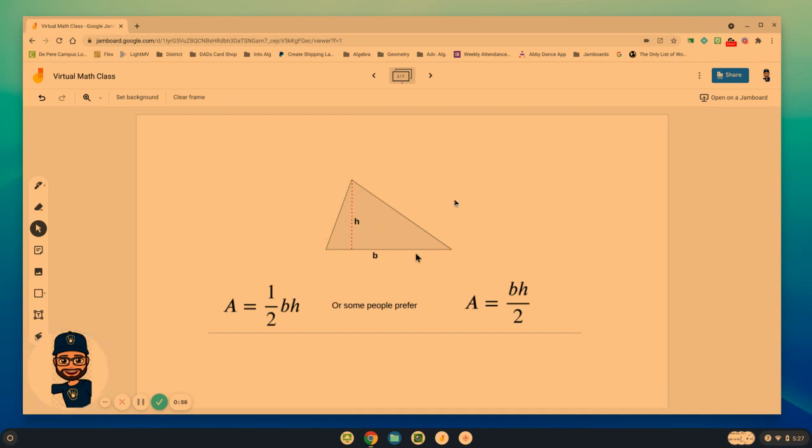Now this typically comes from rectangles, and if I cut a rectangle in half, I have half of that rectangle, and so base times height is usually for a rectangle. But anyway, these are the formulas for the area of a triangle.